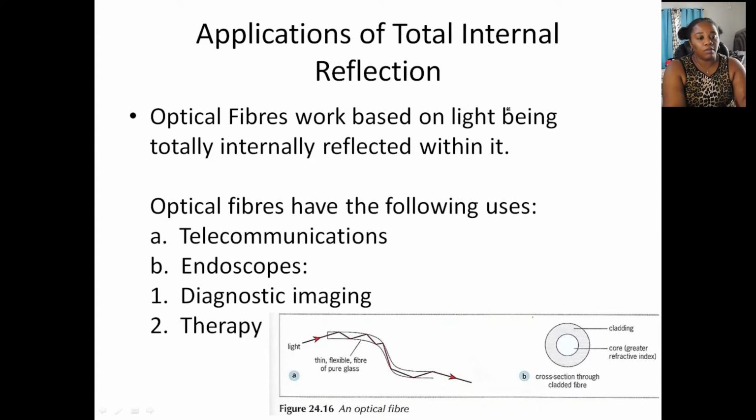Again, optical fibers have the following uses. They have telecommunications and in endoscopes. And from endoscopes, you can use them for diagnostic imaging and therapy. So if you look in here, you would see this is an example of optical fiber and some light being passed through it, which is totally internally reflected. And basically this light is trapped in here, and that is how it's able to shine light in those long rods, right?